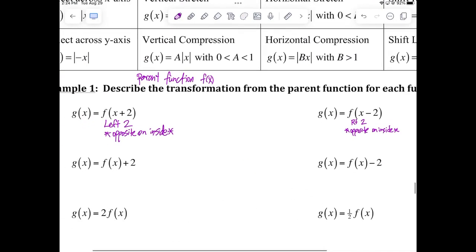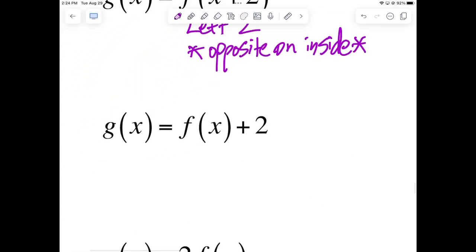All right, let's come over here to the next column. Now we've got g of x is f of x plus 2 on the outside. So when you walk up to this, you're like, oh, this is outside the function, so it's affecting the y values. It's affecting the function values. It's adding 2 to every single one of them, which moves it up or down 2? Up 2. Okay, so this on the outside is exactly as it appears, not opposite. Up 2.